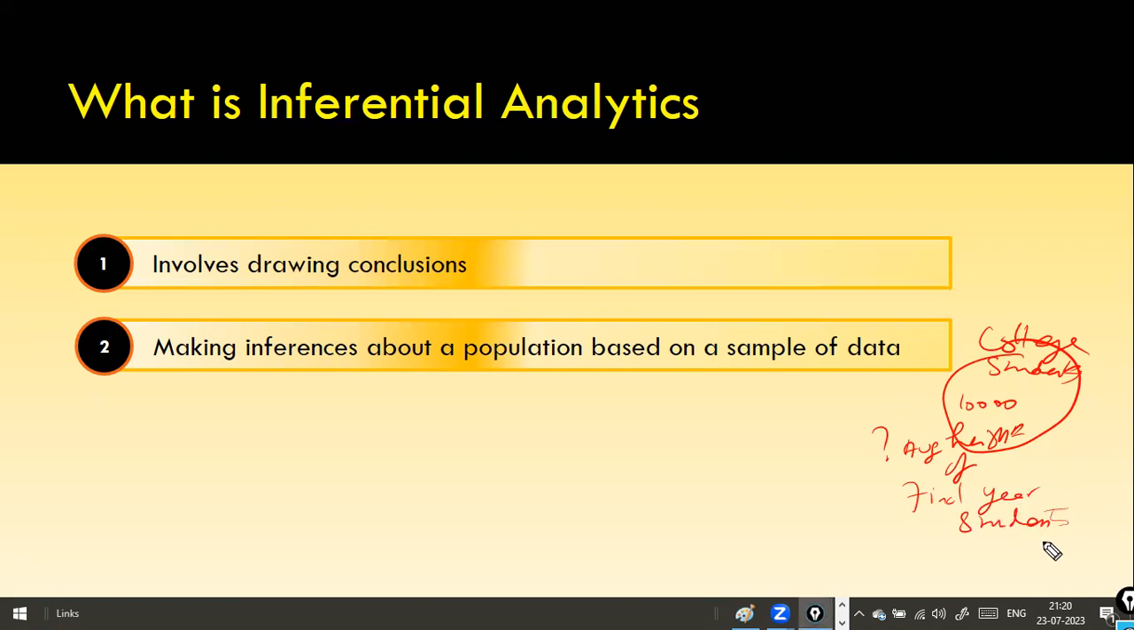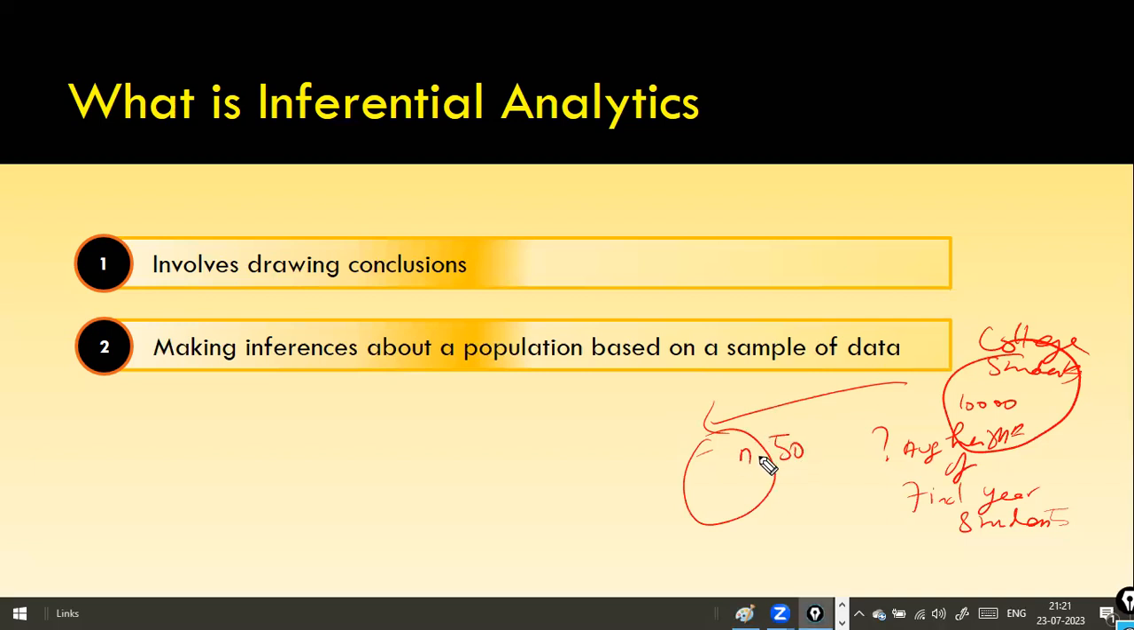You don't know the average height of the final year students. Is it possible? Let's say you draw a sample and run a survey with 40 to 50 students, and you measure their height and note down each and every person's. Your sample size is 50.